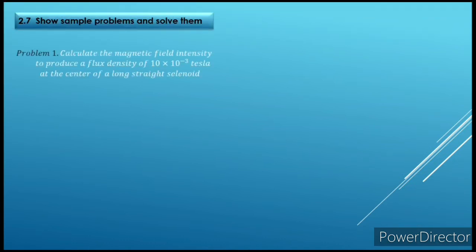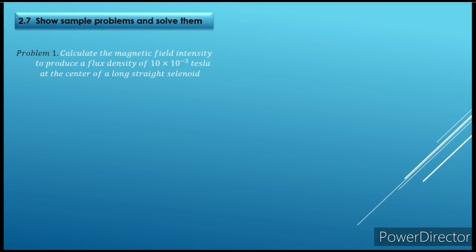And for the next one, we have sample problems and we will solve them. So we have here problem number 1. Calculate the magnetic field intensity to produce a flux density of 10 times 10 raised to negative 3 Tesla at the center of a long straight solenoid.